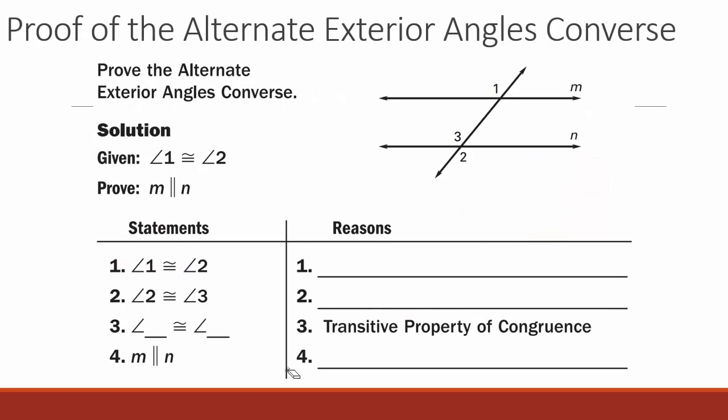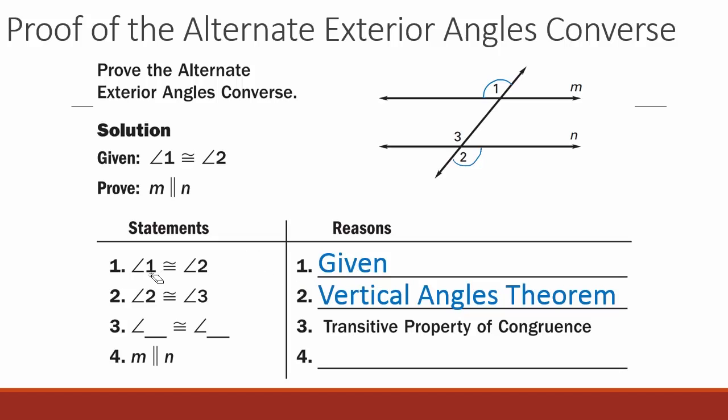Example 1. Prove the alternate exterior angles converse. We are given that angle 1 is congruent to angle 2. We need to prove that line M is parallel to line N. We always start with what we are given, and we are given that angle 1 is congruent to angle 2. Because I know that angle 2 is a vertical angle to angle 3, then I know that angle 2 is congruent to angle 3 using the vertical angles theorem.